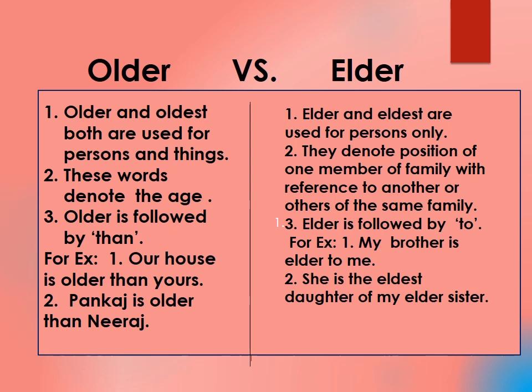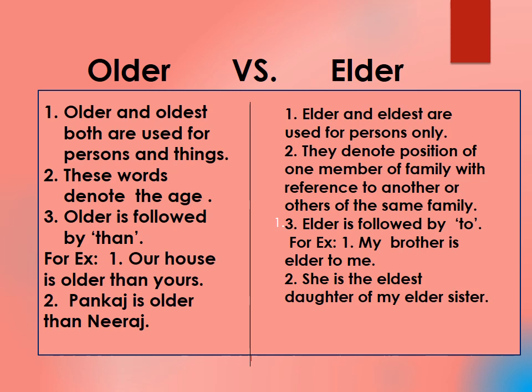When we talk about the position, who is elder, who is eldest, who is at the first position, who was born first, in that case we use the words elder and eldest, right? But if we talk about age, in that case we use the word older or oldest. And one important difference is older is followed by than. Older is always followed by than, and elder is followed by to. We don't say elder than. It is always older than, elder to.